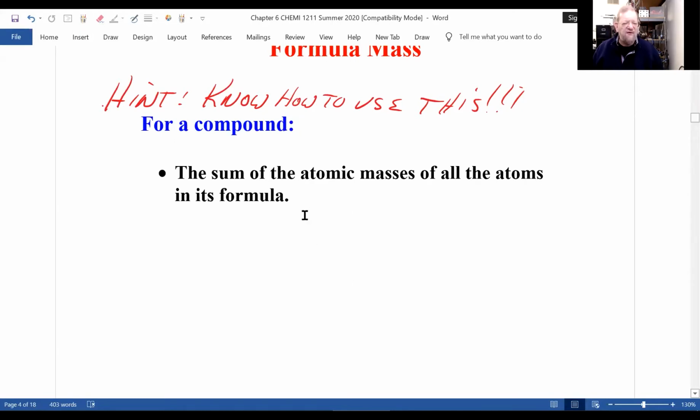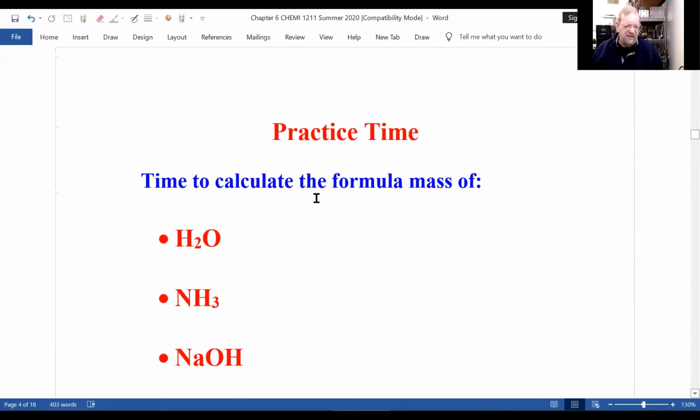But anyways, for a compound or a molecule, the molecular weight is the sum of the atomic masses of all atoms in its formula. So guess what? It's molecular weight practice time. And sometime in the future, you may see, whoops, not in red.